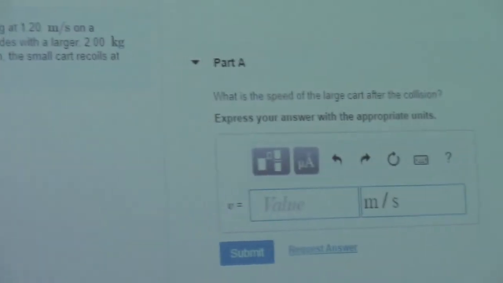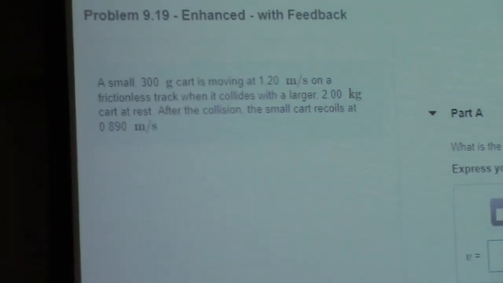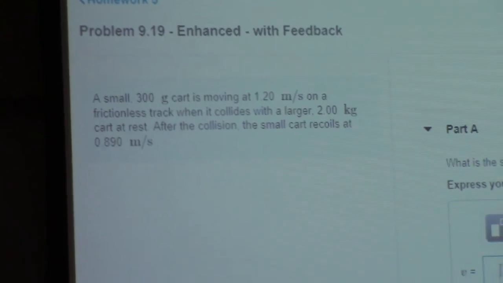Okay, so there's a couple other ones in between the first problem that we did and this one. If you look back at the notes, we did really similar problems. So this is actually, I think, the fourth one on the homework assignment. I didn't go over the second and third, but we did really similar ones in class. That's the reason why. So in this one, we have a small 300-gram cart moving at 1.2 meters per second on a frictionless air track, which collides with a larger 2-kilogram cart at rest. After the collision, the small cart recoils at 0.89. What is the speed of the large cart after the collision? So really, this is what we did in lab last weekend. If you're there this week, you'll do it this week as well.